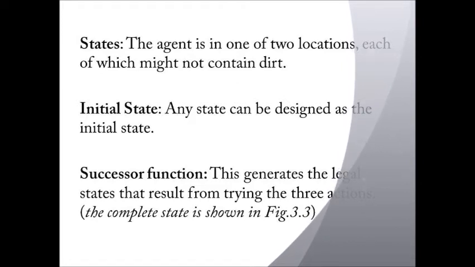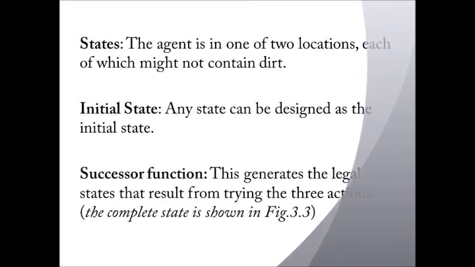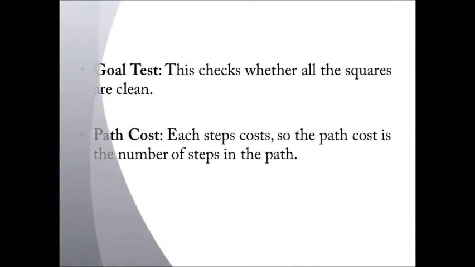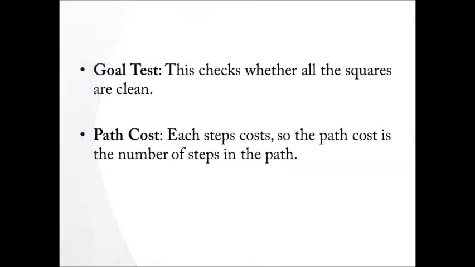Initial state: any state can be designated as the initial state. Successor function: this generates the legal states that result from trying the three actions, left, right, and suck. Goal test: this checks whether all the squares are clean. Path cost: each step costs 1, so the path cost is the number of steps in the path.